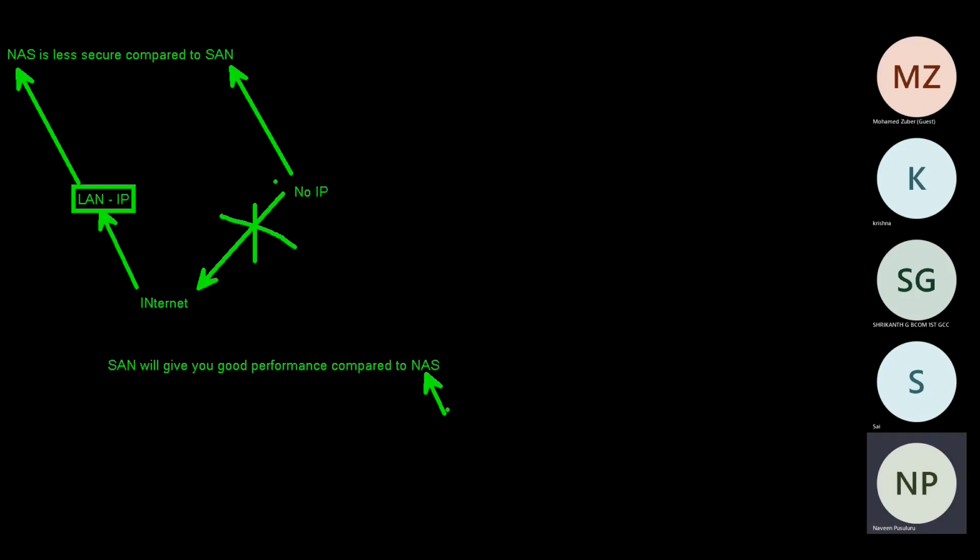But when it comes to SAN, even if you connect one device or 10 devices, every device has its own bandwidth. So it will not impact as much as NAS is impacted. So that is another reason why SAN will give you very good performance when compared to NAS.